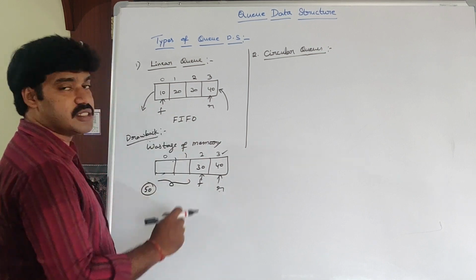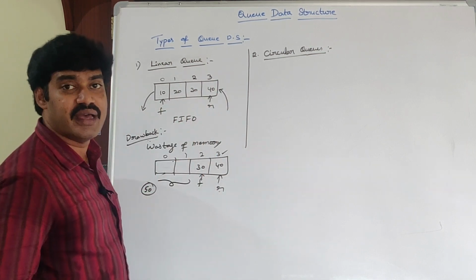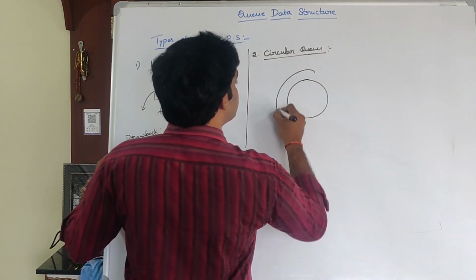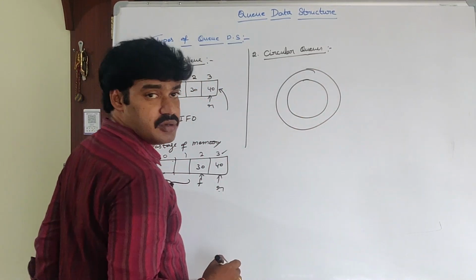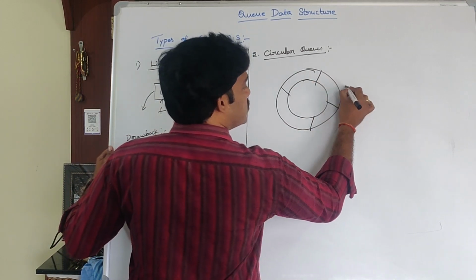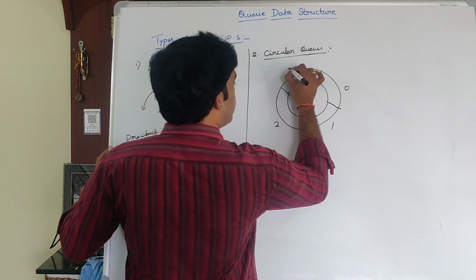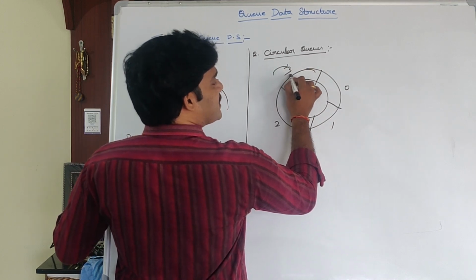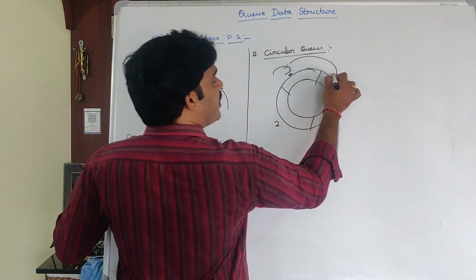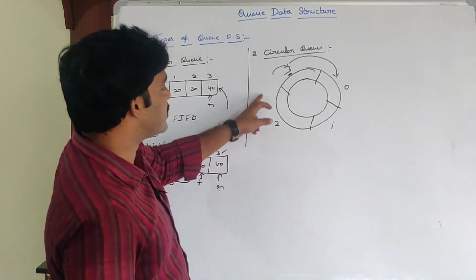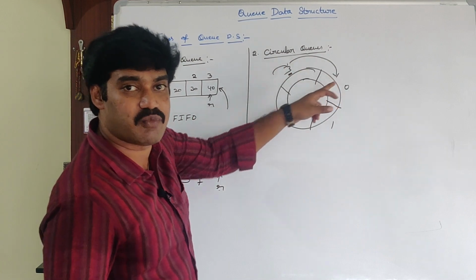So to overcome this drawback, go for the concept of a circular queue. Coming to the circular queue, which is also the same as the linear queue, but the only difference is: 0, 1, 2, 3. Whenever the front pointer or rear pointer reaches max size minus 1, then reset them to zeros.